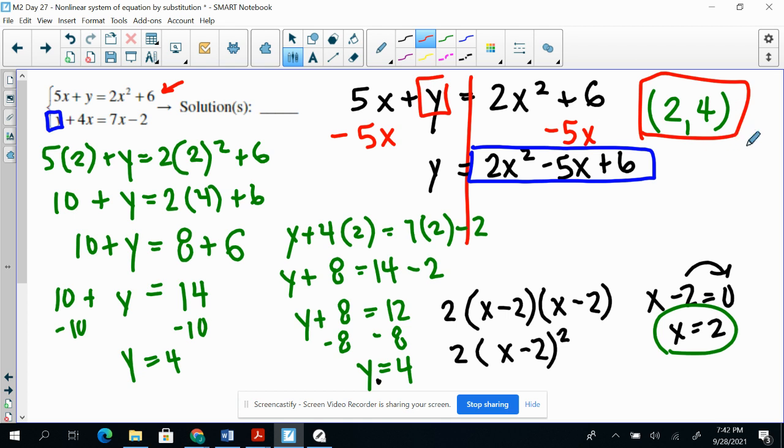So the coordinate is the actual answer for all of the system, whether it be linear or nonlinear.